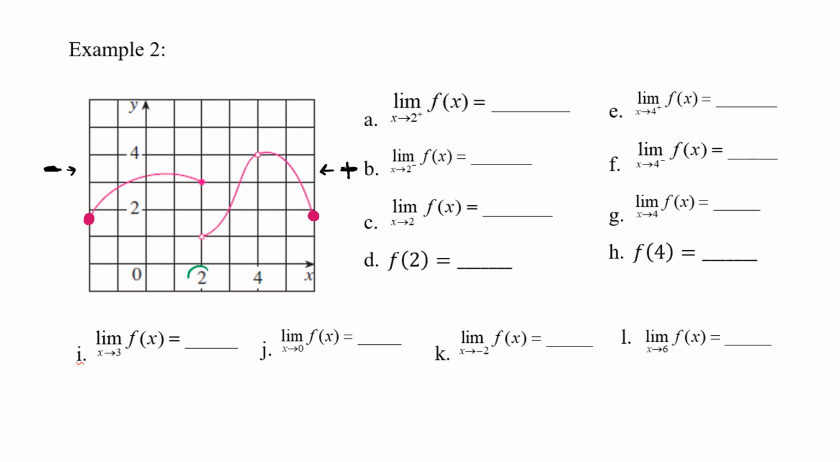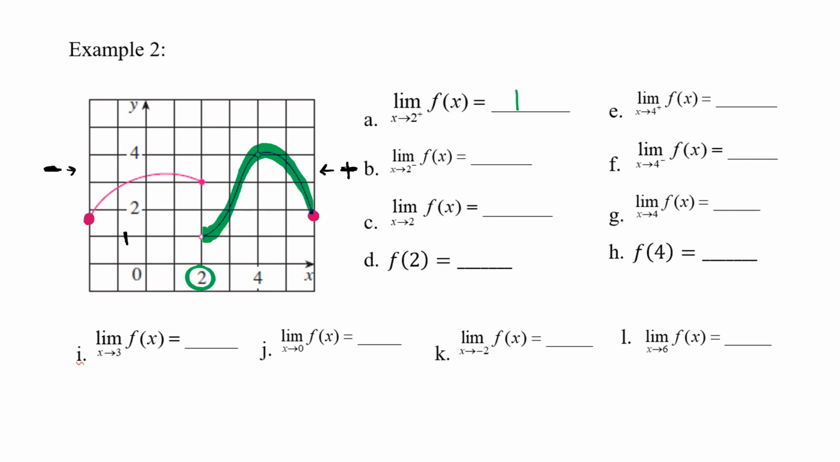So that means I'm approaching this x is equal to 2. And for my right-hand limit, I'm starting from the right. So I'm starting over here, tracing my function. What is it doing? It's approaching 1. So the limit as x approaches 2 from the right of f of x is equal to 1.